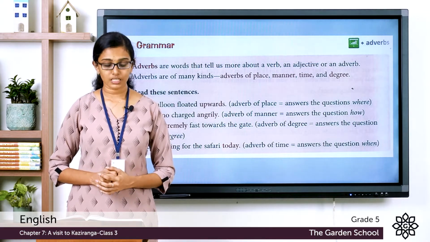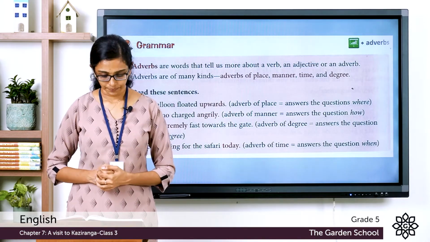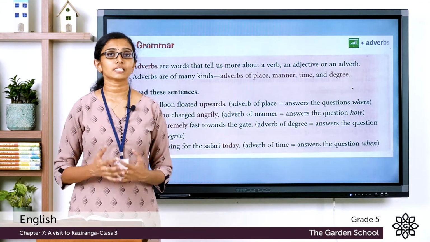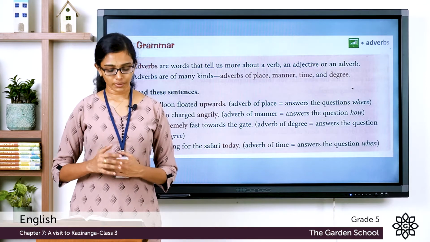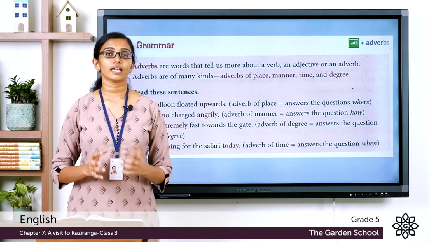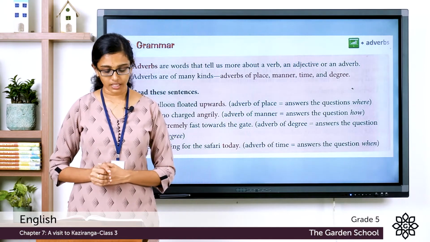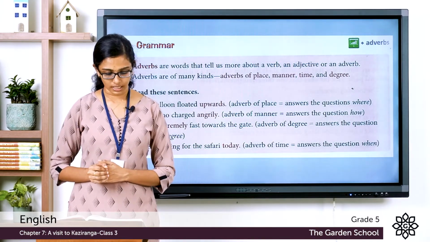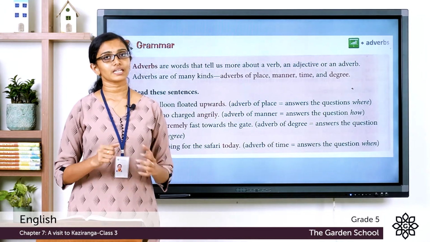Now the next one is adverb of degree. And it answers the question to what degree or to what extent the action is done. See one example here. It ran extremely fast towards the gate. So that word extremely shows a degree or to what extent the action was done. So that is an adverb of degree.